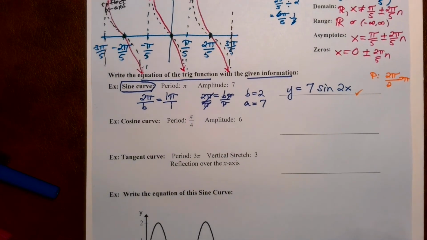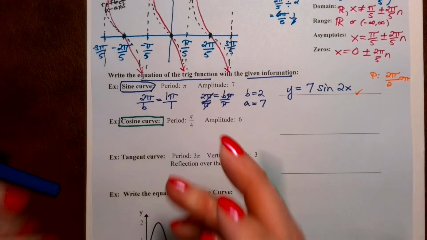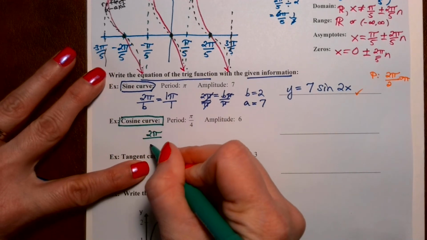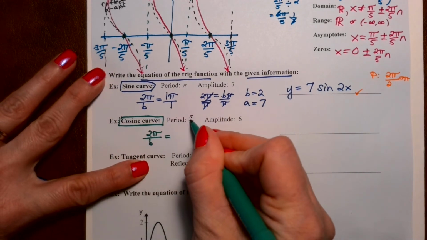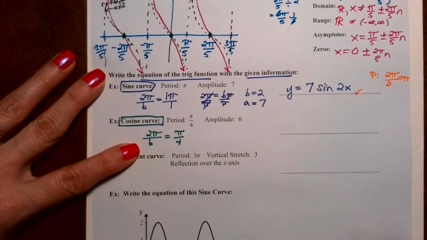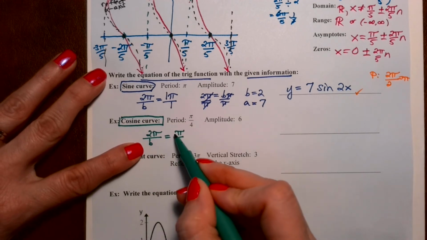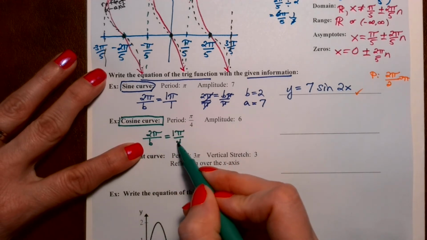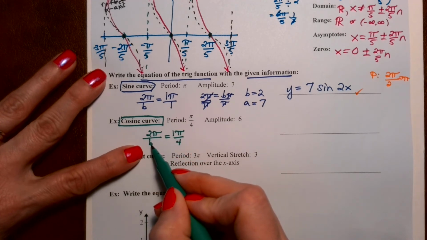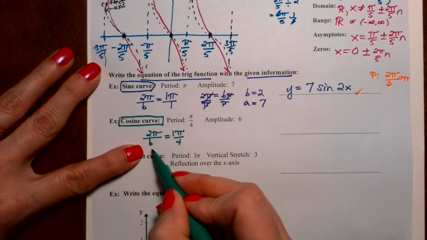Next one. Let's write a cosine curve. The first thing we have here is the period. 2 pi divided by b is supposed to make pi over 4. 2 divided by what number makes 1 over 4? 2 divided by, I think that's supposed to be an 8. We could also cross multiply to figure this out.